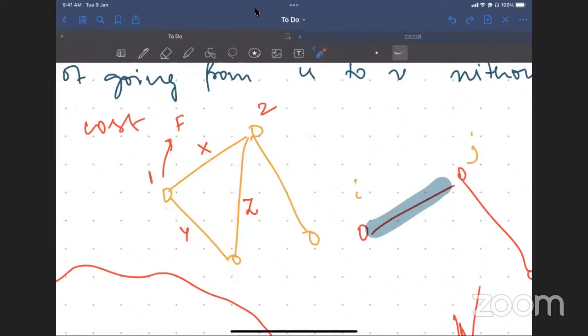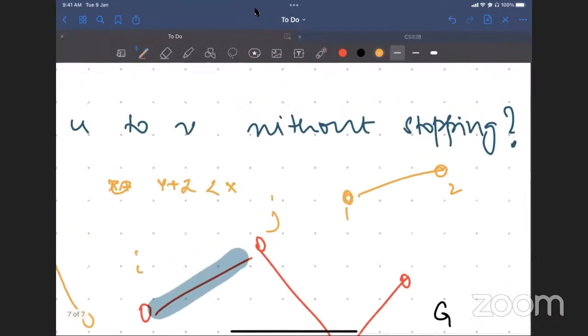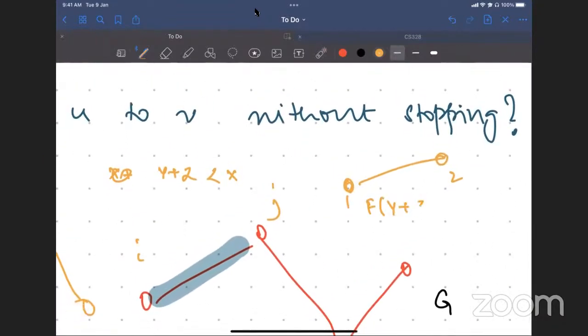So f is constant. So I'll run for every u and v, I'll just run Dijkstra, and the cost will be f into shortest path, u and v, in my new graph. Got it. So if y plus z is less than x, then in my new graph, the edge between 1 and 2 will be f into y plus z. I hope this is clear.